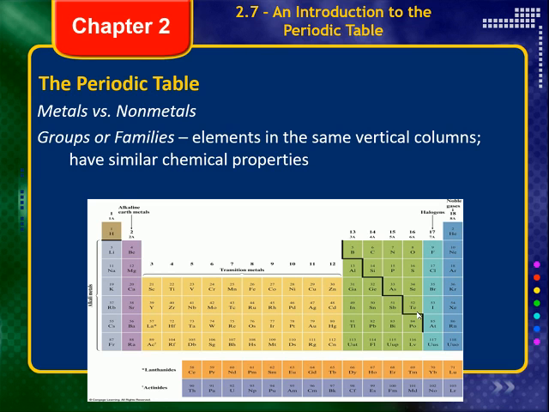We have groups or families. Those are elements in the same vertical columns. And this is very important because if you're in the same vertical column, the same family or group with a set of elements, you're going to have very similar chemical properties to the rest of those elements. And then periods, those are the horizontal rows of elements going sideways here.